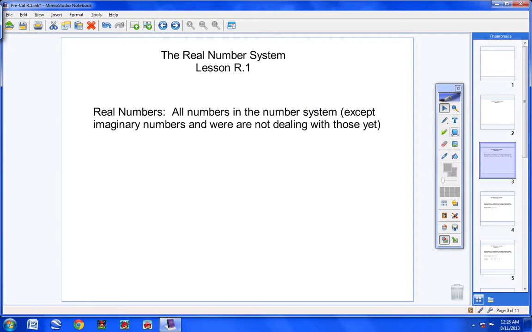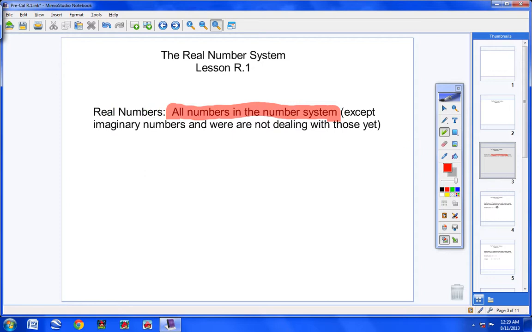I do want you to copy this in your notes, or at least part of it. Real numbers are all of the numbers in the number system. Please copy that in your notes. So whenever I say to you we're dealing with real numbers, that means all of the numbers in our number system. Now, that does not include the imaginary numbers, and we're not dealing with those yet. We will deal with those later on this year. But we are going to look at, right now, certain sections of the real number system. So please copy this in your notes. Real numbers are all numbers in the number system.